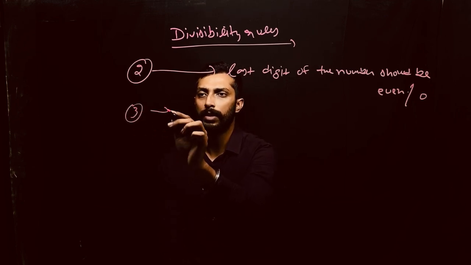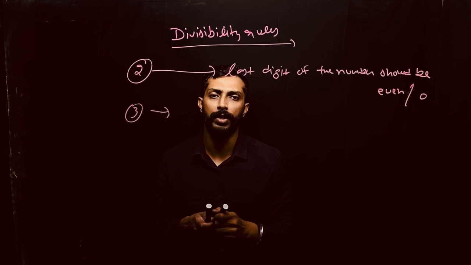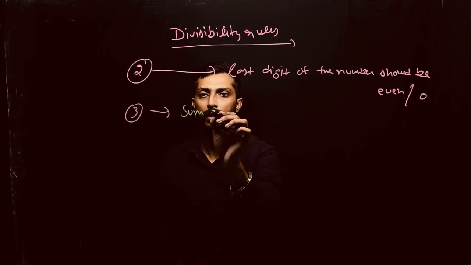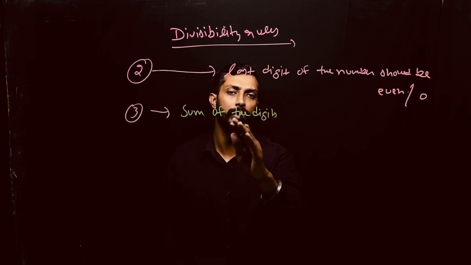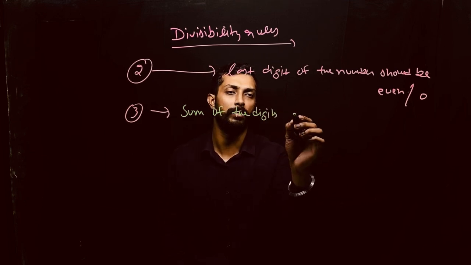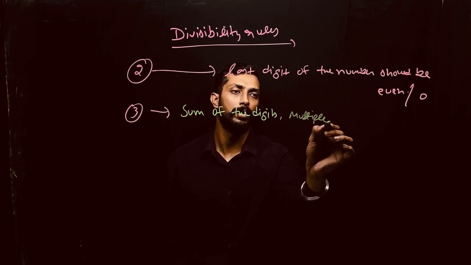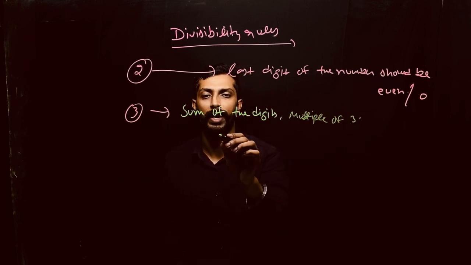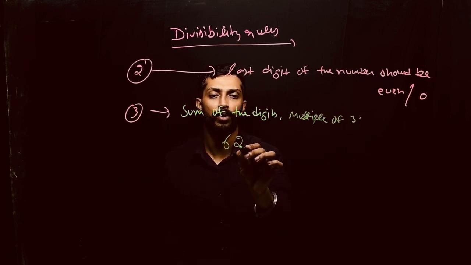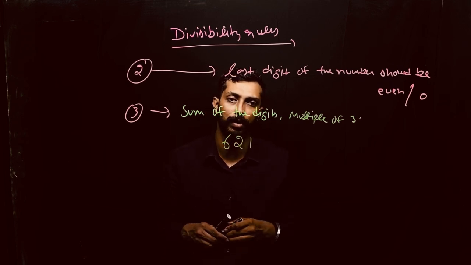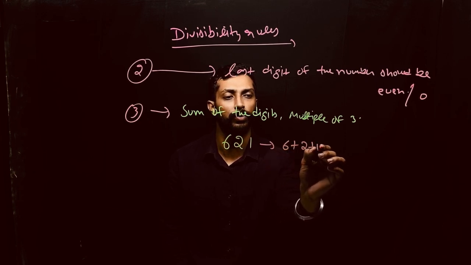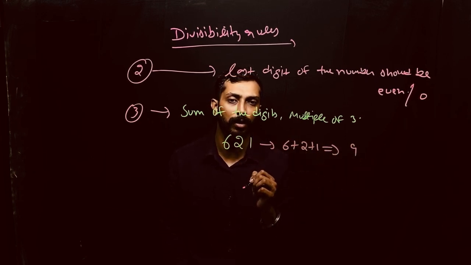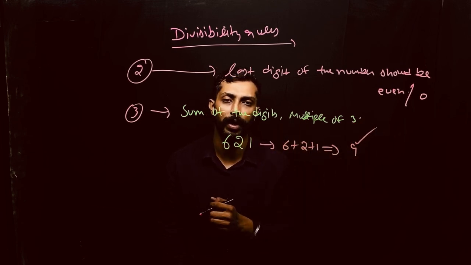For 3, we have to take the sum of the digits. If I take the sum of the digits of a number, it should be a multiple of 3. For example, if I'm writing the number 621, I have to check whether it is divisible by 3 or not. So I'll take 6 plus 2 plus 1. The sum is 9. 9 is a multiple of 3, so I can say this number is divisible by 3.